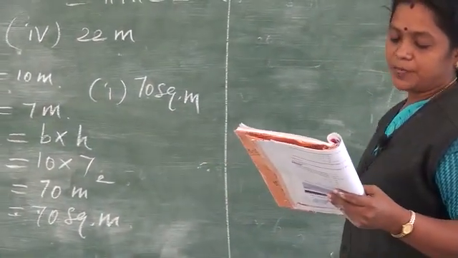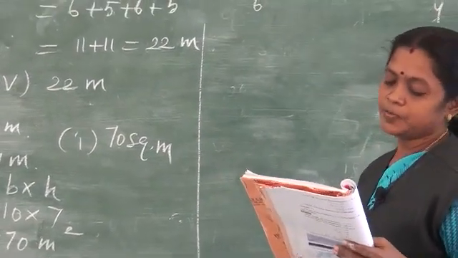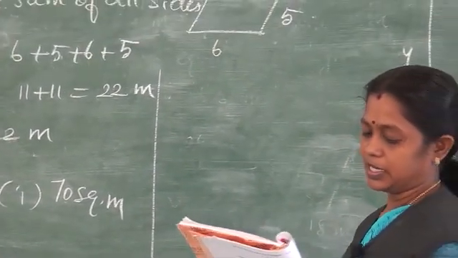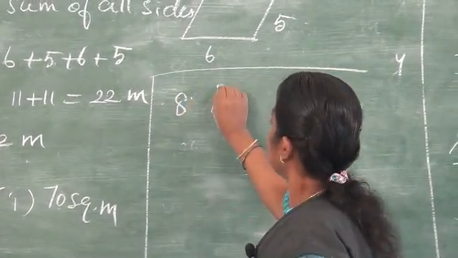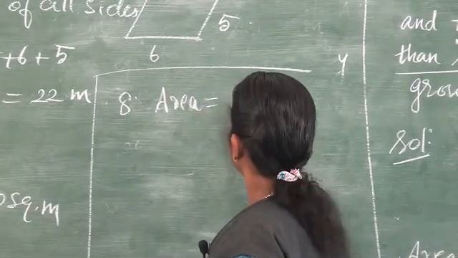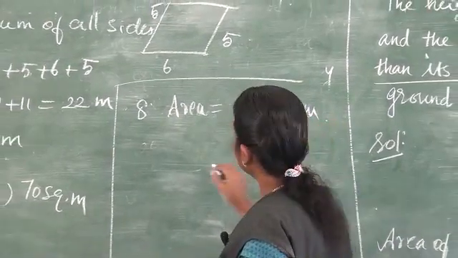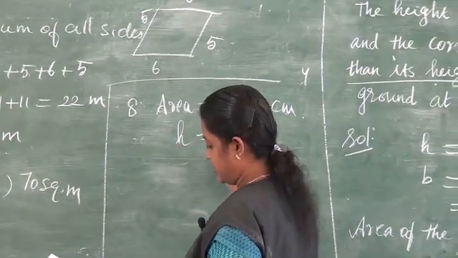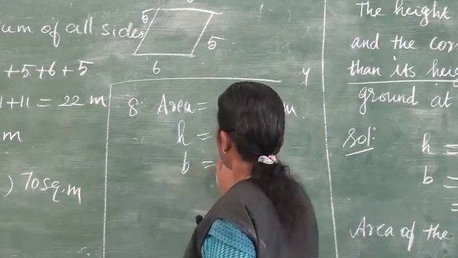Find the base of the parallelogram whose area is 52 square centimeter and height 4 centimeter. Area is given to us here. The 8th one, area is given to us. That area is 52 square centimeter. What is the height given? Height is 4 centimeter. We should find out the base.